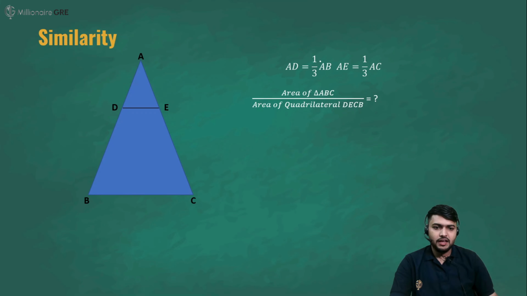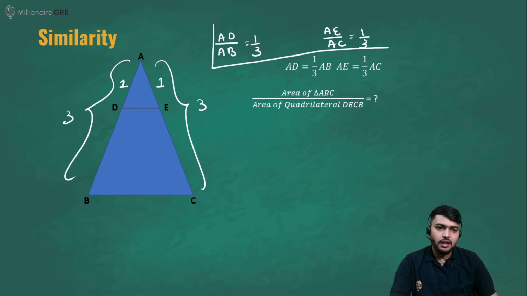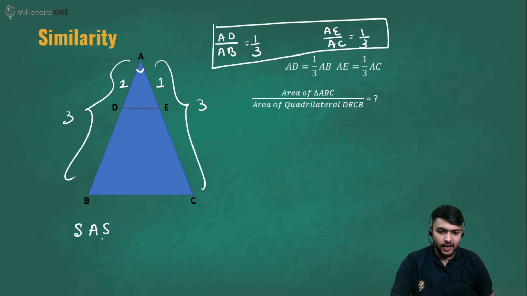We are given AD is 1 by 3 AB. We can also write this as AD upon AB is 1 by 3. And also we get AE upon AC as 1 by 3. So this upon this is 1 by 3, 1 by 3. So your two pairs of sides have the same ratio and the angle between those two pairs is the same. So your triangles are similar by side, angle, side. Two pairs have the same ratio and the angle between those two pairs is the same. So side, angle, side is the property through which we can prove the similarity here.